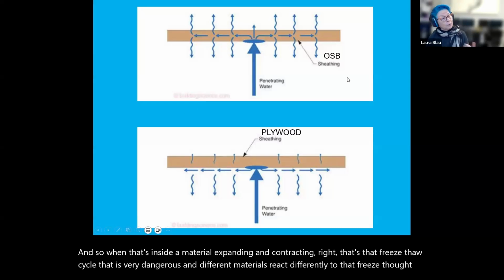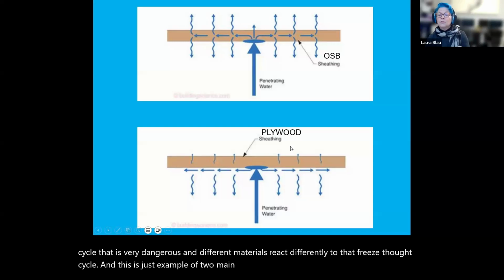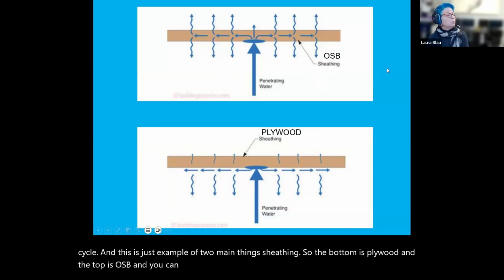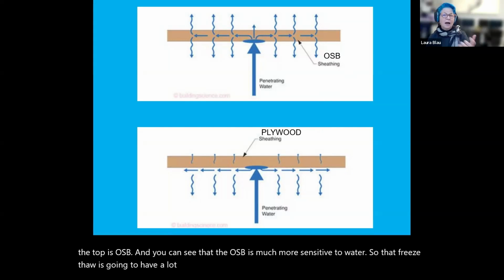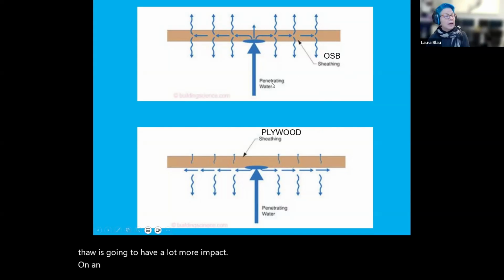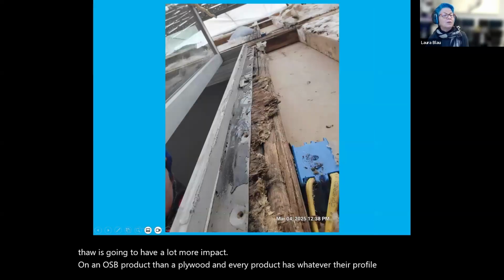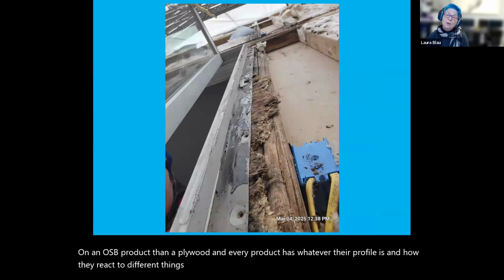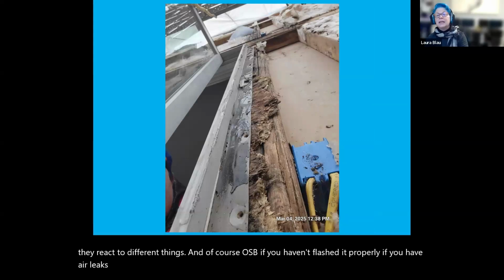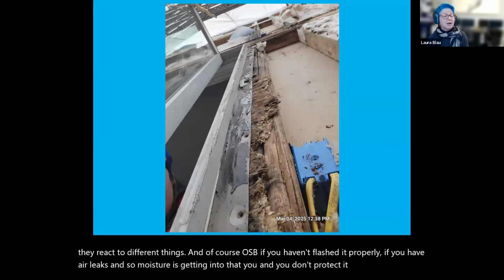And this is just an example of two main things: sheathing. So the bottom is plywood and the top is OSB. And you can see that the OSB is much more sensitive to water. So that freeze thaw is going to have a lot more impact on an OSB product than a plywood. And every product has whatever their profile is and how they react to different things. And of course, OSB, if you haven't flashed it properly, if you have air leaks and so moisture is getting into that, you don't protect it properly, you have a disaster on your hands.